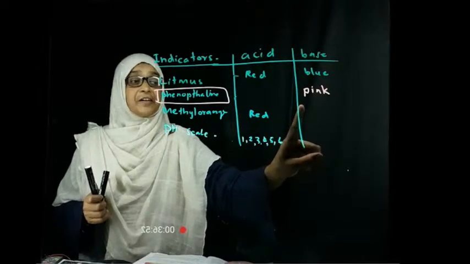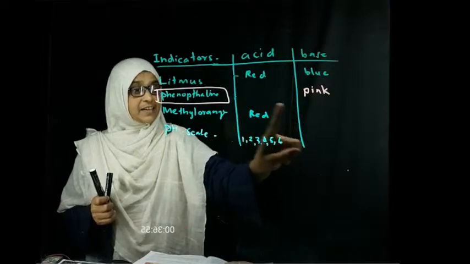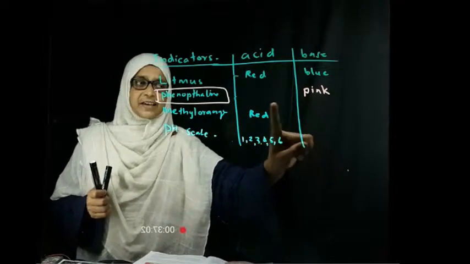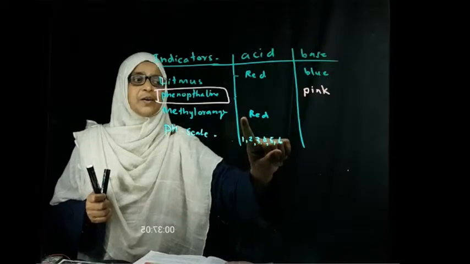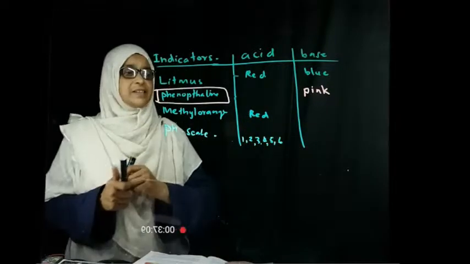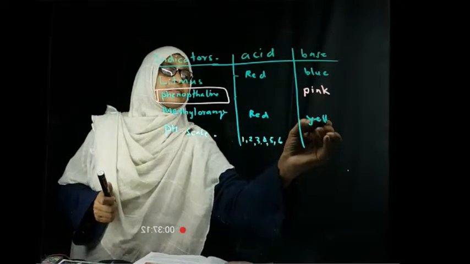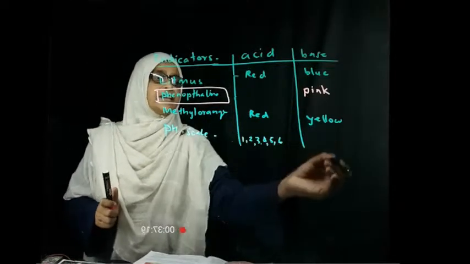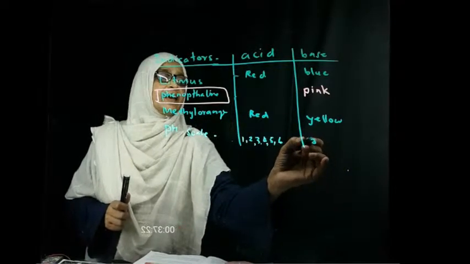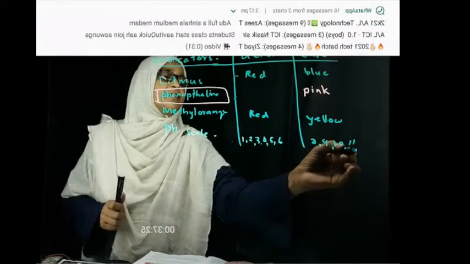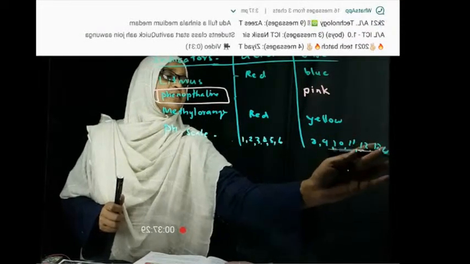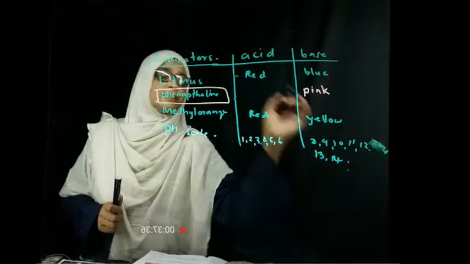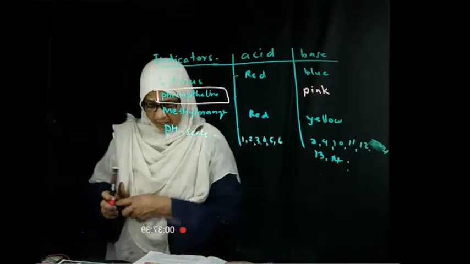If you go to the acid side, red. Acid is always the red side. Okay. The opposite side is base. Red and yellow. So the yellow, isn't it? That's all. You know this range. What is that range? 8, 9, 10, 11, 12, 13 and 14. That's all. The ranges. Okay.